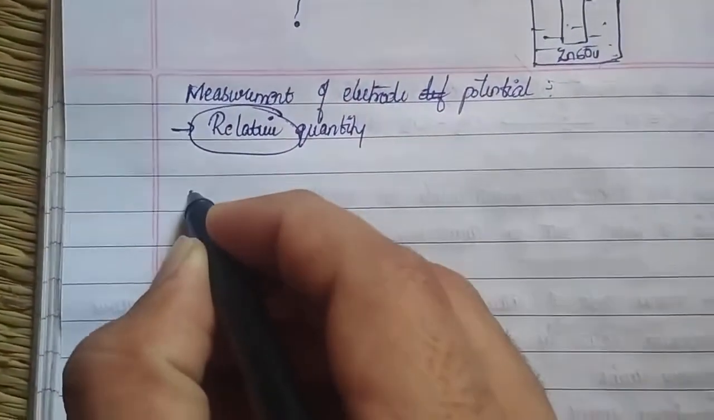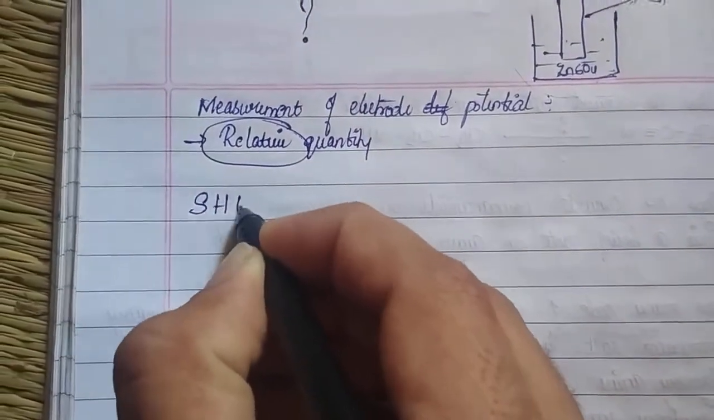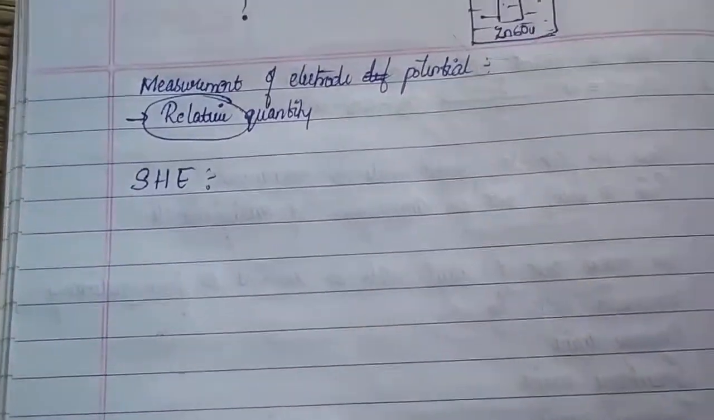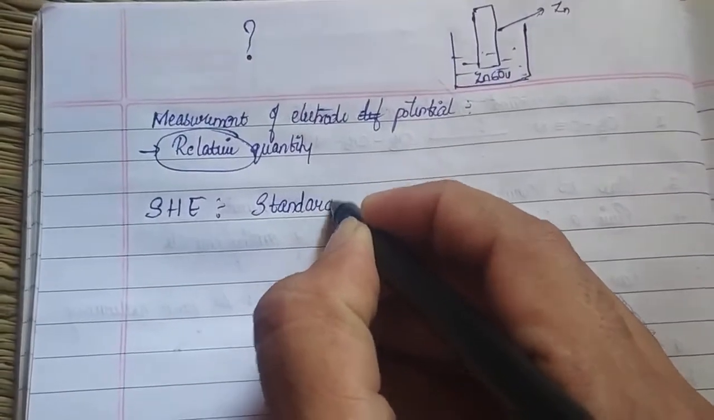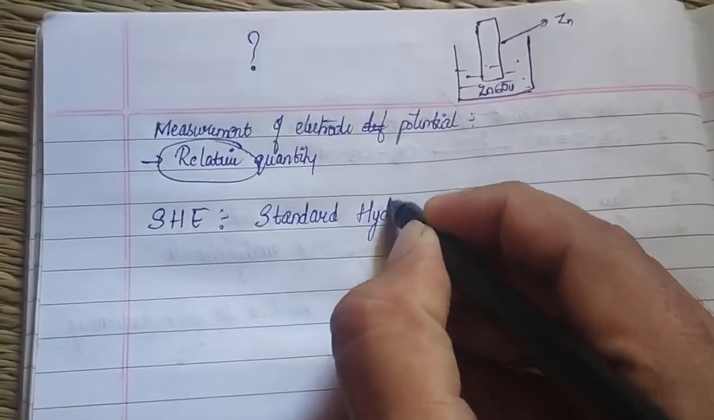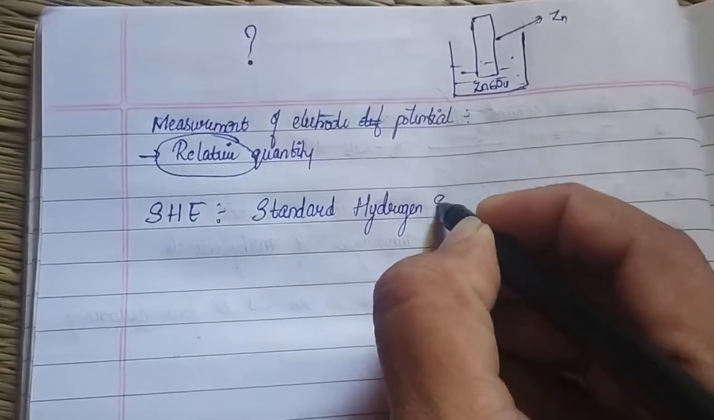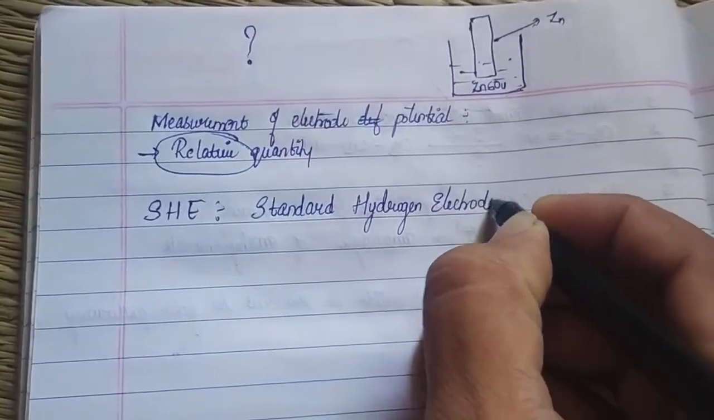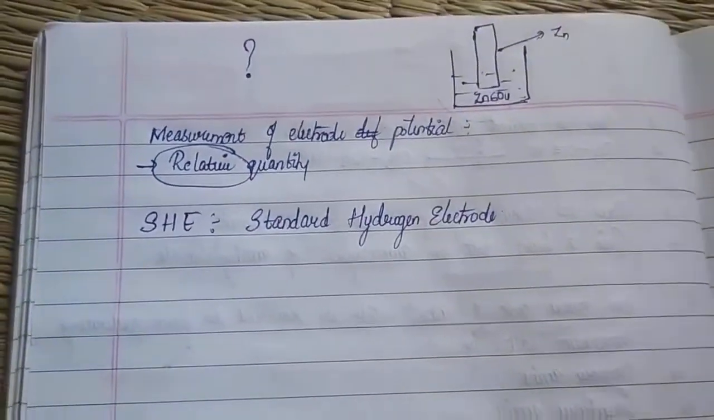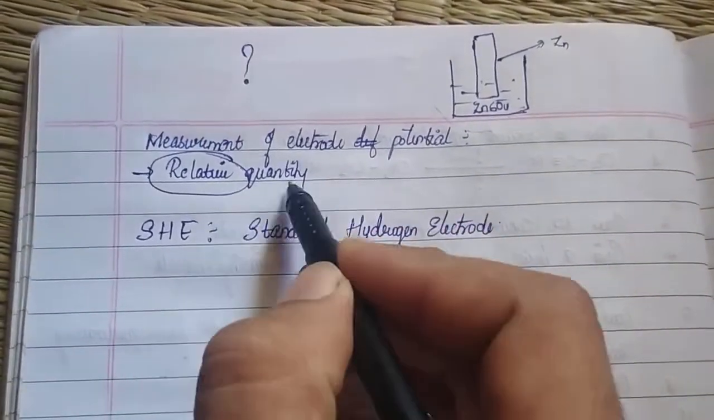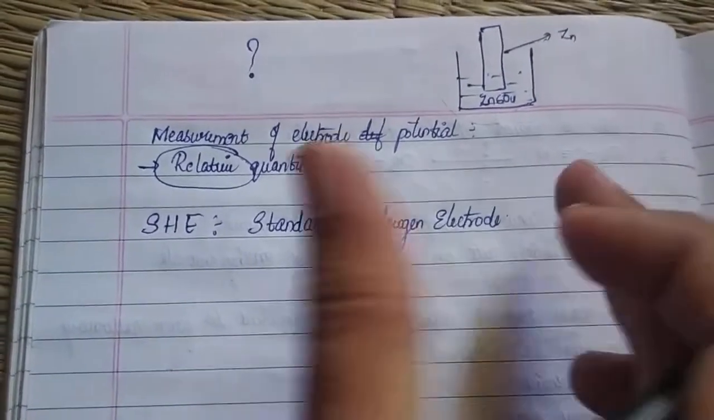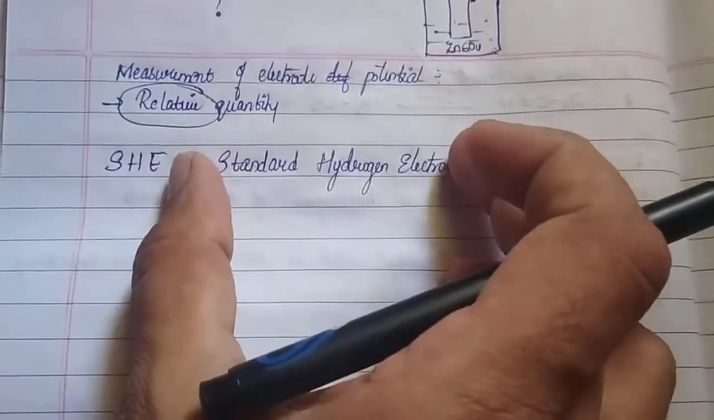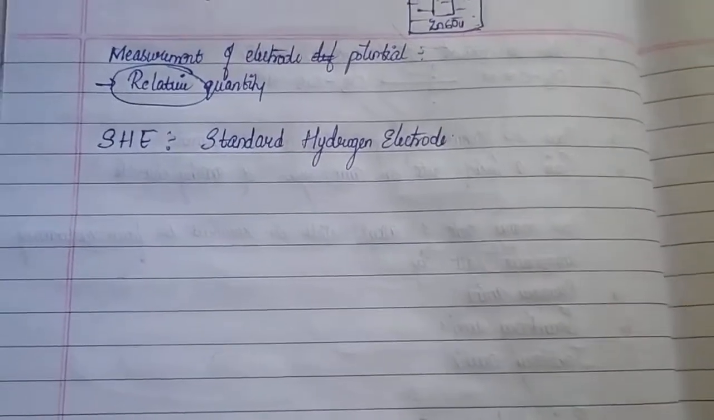Here comes an important part which is called SHE. What is it called? SHE, which means standard hydrogen electrode. Why is it so important? Because as I have mentioned, your electrode potential is a relative quantity. So the relative value which you are going to measure, keeping one aspect common, and that common electrode we are going to choose will be your standard hydrogen electrode.